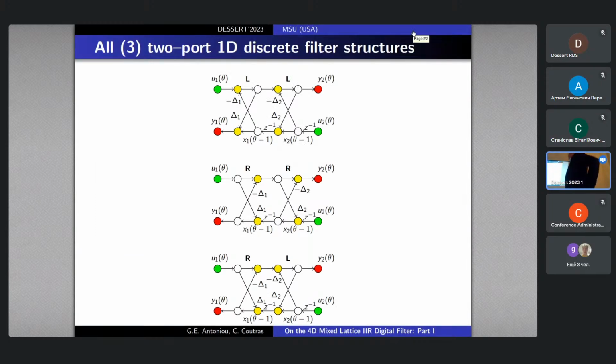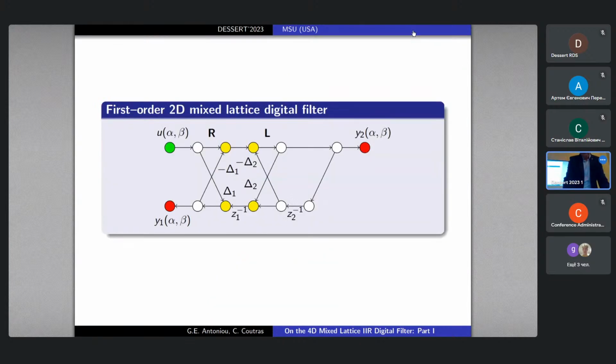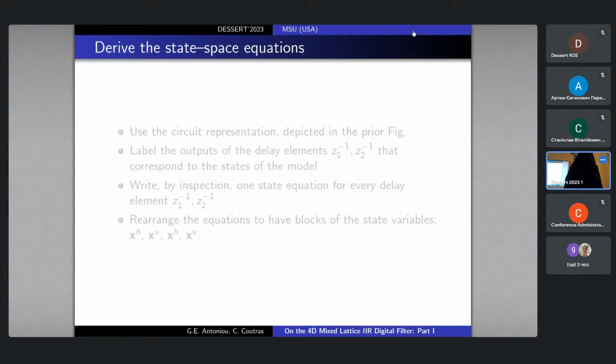And this is what we know. The top is the left convention. This is the right, or inverted. And this is the mix. The mix goes left and right. So this is the mix 2D.